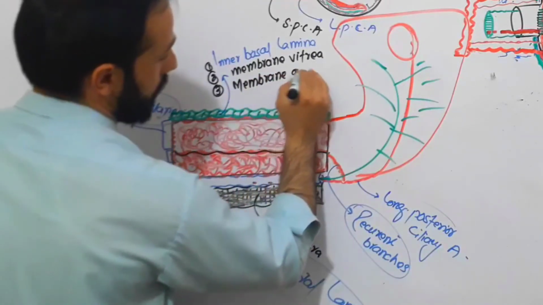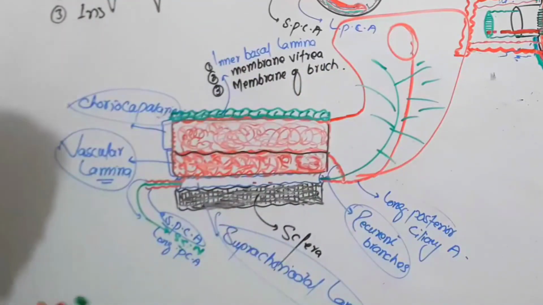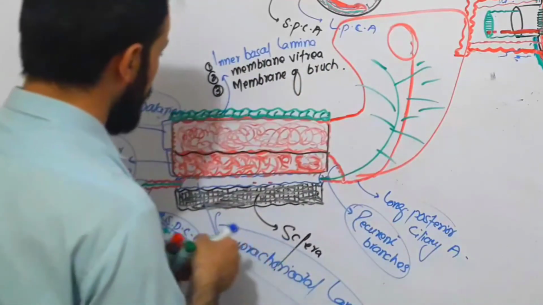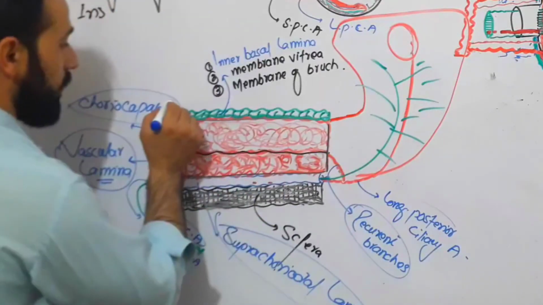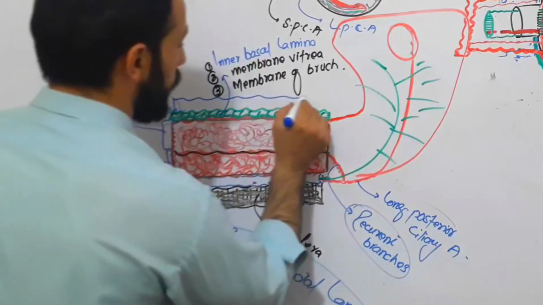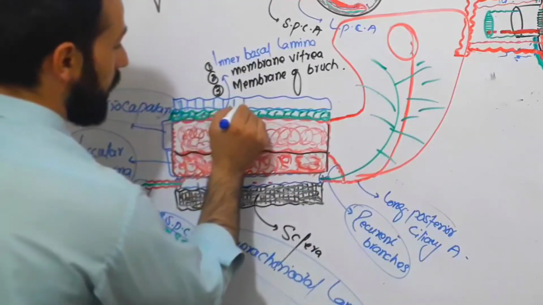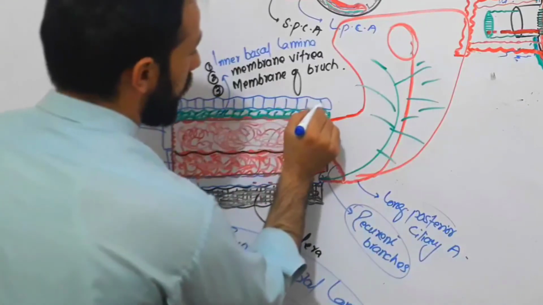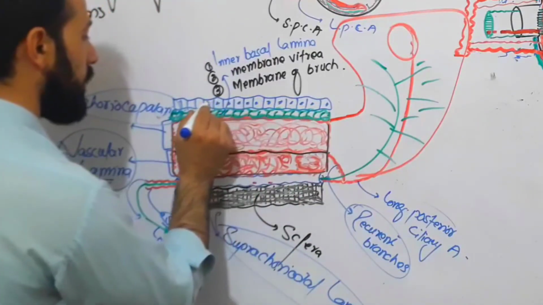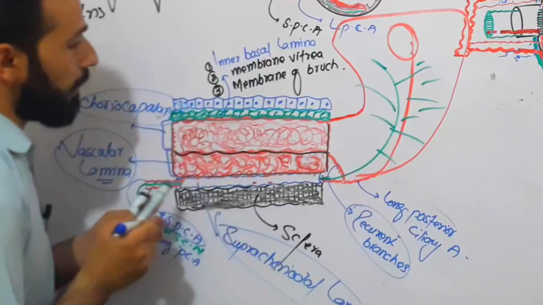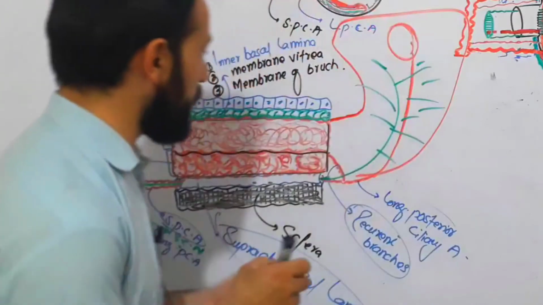Membrane of Bruch, right? So then above this membrane of Bruch, you know that there will be your retina. So this is the layer of retina starting, and these are all epithelial cells. So this is the layer of retina which is called the retinal pigment epithelium, right?